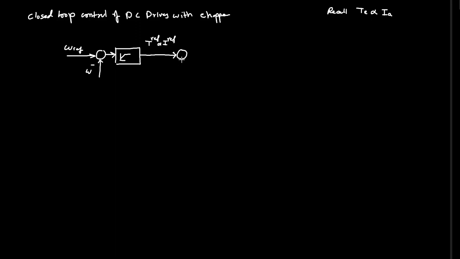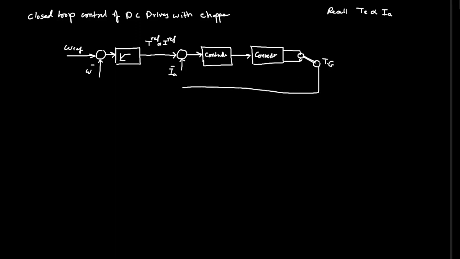If we compare it with the actual current, then the error will go through a controller, the current controller, and after that this will go to the converter, and the converter will feed the machine. Let's assume here we are measuring the speed using a tacho generator, and that we are measuring the current using a current sensor here.